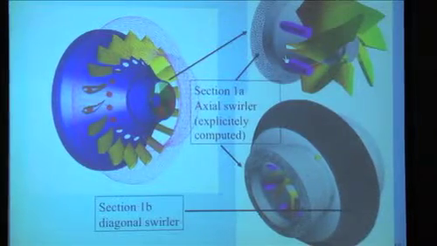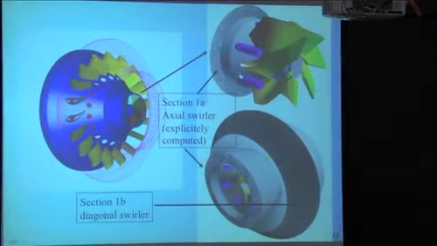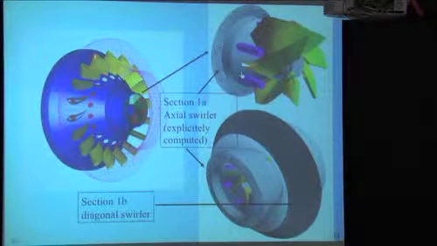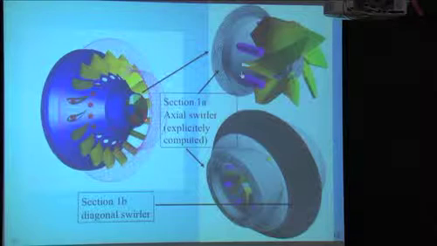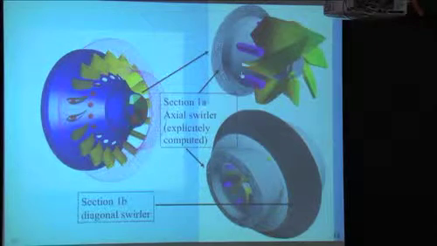So this system is much more complicated. I've shown it before. You have a diagonal passage here with vanes. This is where they inject the methane. And in the center, you have an actual swirler with additional vanes. And you have to measure and compute all these things.